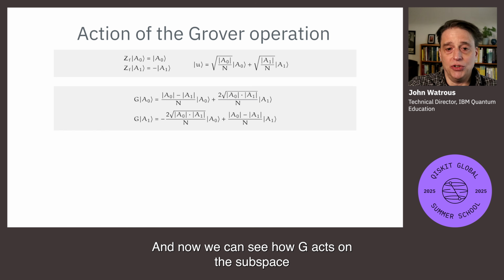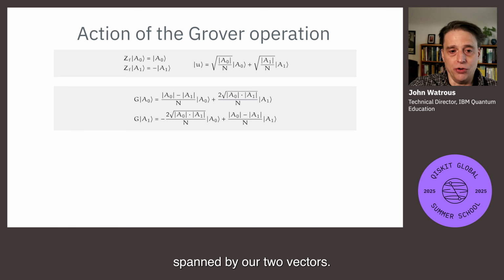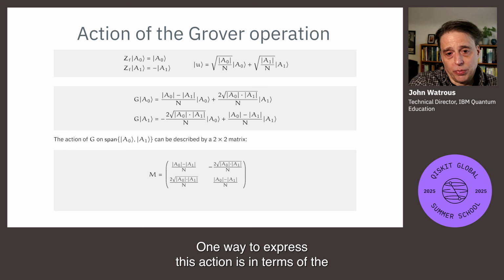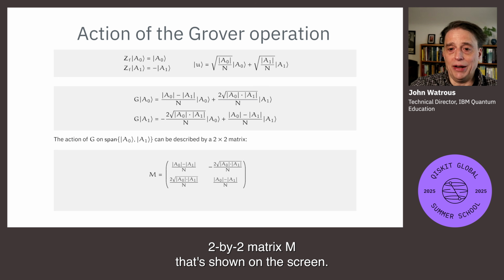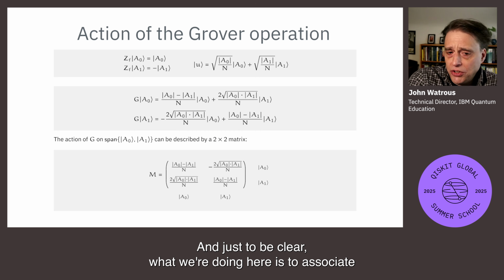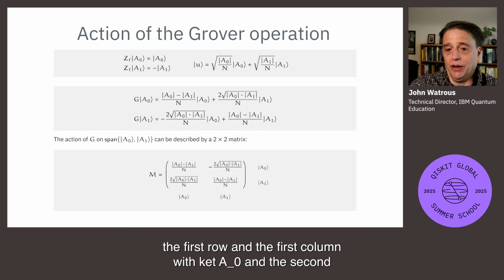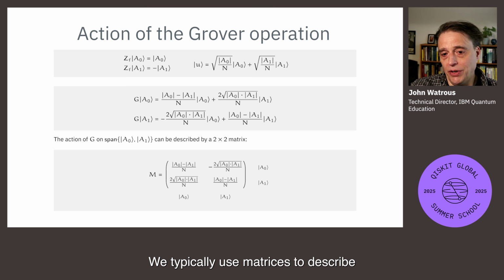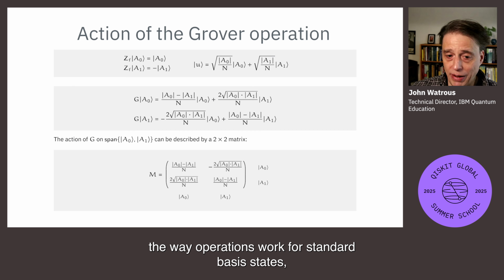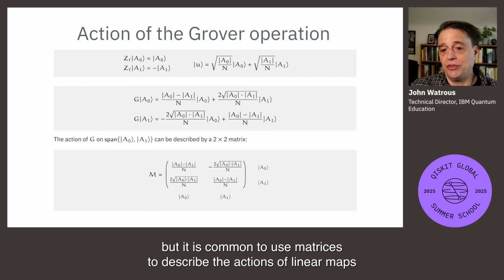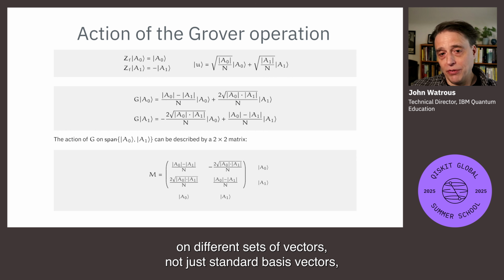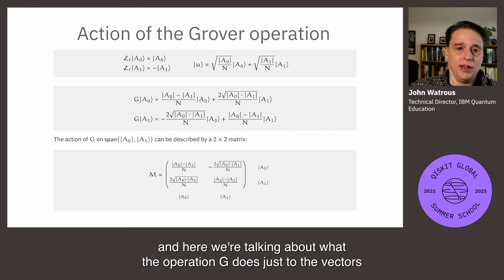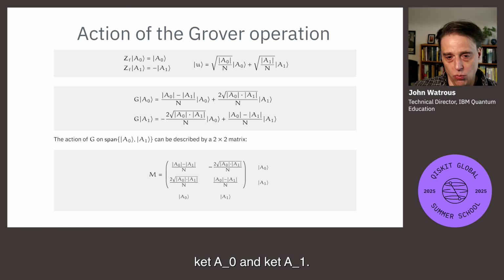and now we can see how G acts on the subspace spanned by our two vectors. One way to express this action is in terms of the 2x2 matrix M that's shown on the screen, and just to be clear, what we're doing here is to associate the first row and the first column with ket A0 and the second row and the second column with ket A1. We typically use matrices to describe the way operations work for standard basis states, but it is common to use matrices to describe the actions of linear maps on different sets of vectors, not just standard basis vectors, and here we're talking about what the operation G does just to the vectors ket A0 and ket A1.